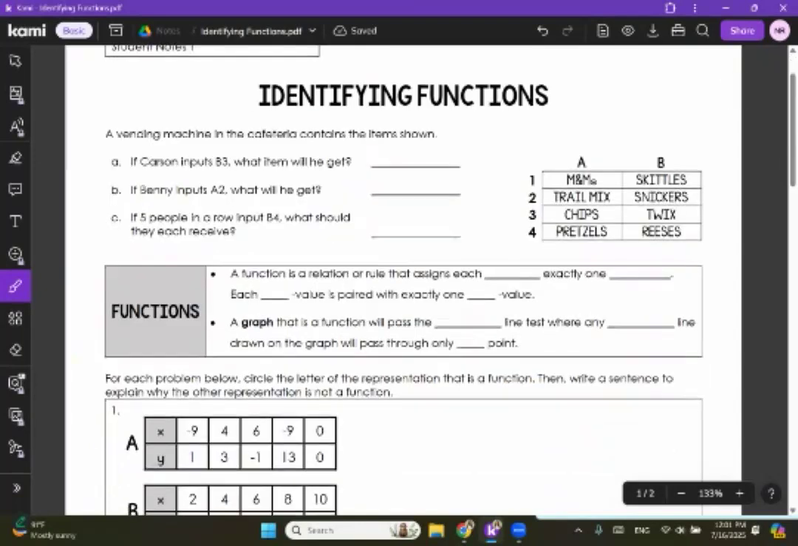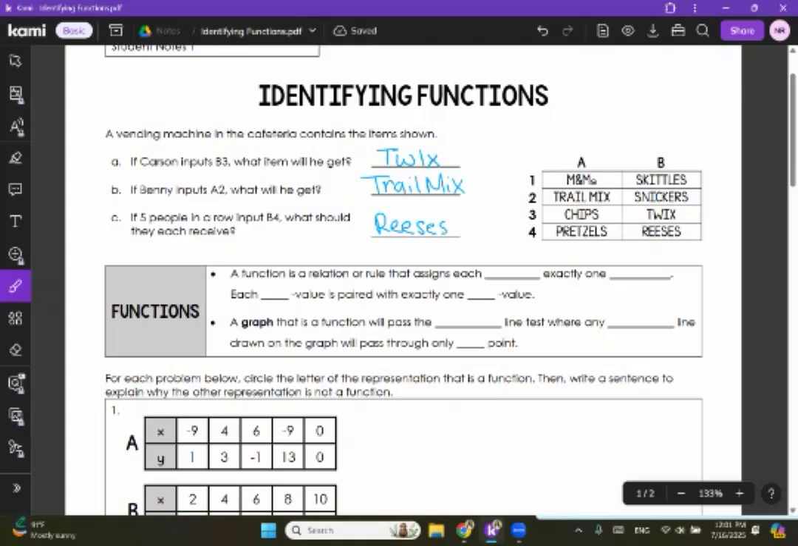Functions are like machines, okay? Think about a vending machine in a cafeteria, right? If Carson puts in B3, what do you think he's going to get? He puts in B3, yes, obviously he's going to get some Twix. But if Benny puts in A2, what does he get? Trail mix. Now, if 5 people in a row put in B4, what should they each get? Well, if things are going good, if they're still in stock, they should all get recess.